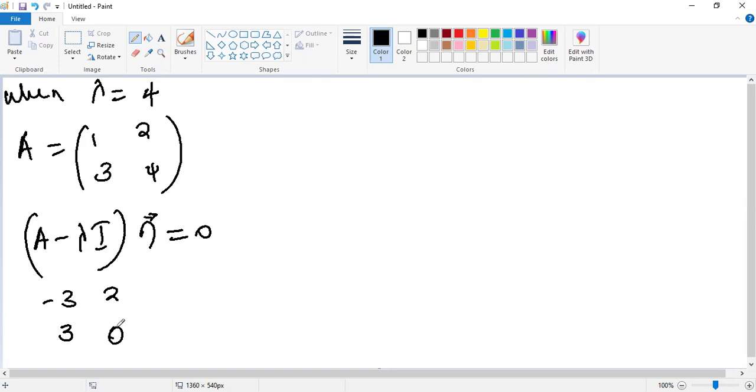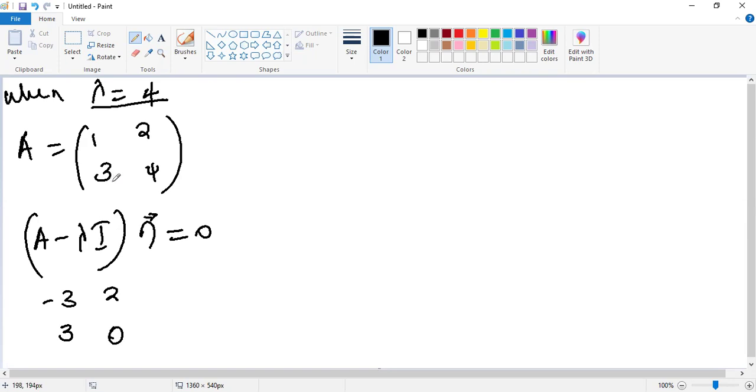Are we together? No. Ask a question before I continue. No. Sorry? Excuse me. When lambda equals 4, A equals 1, 2, then is it 3, 2 ama 3, 4? Come up again. Yeah.